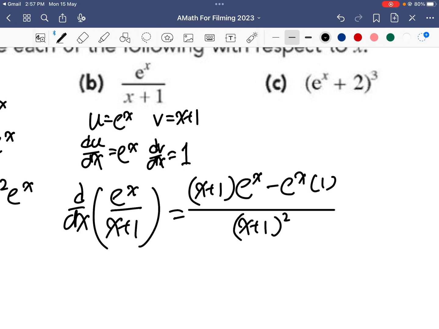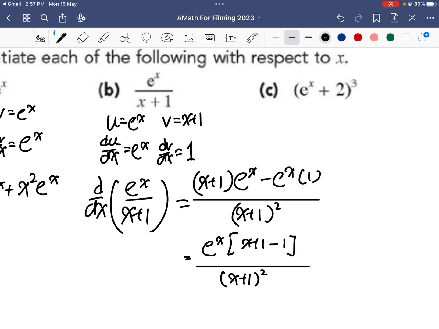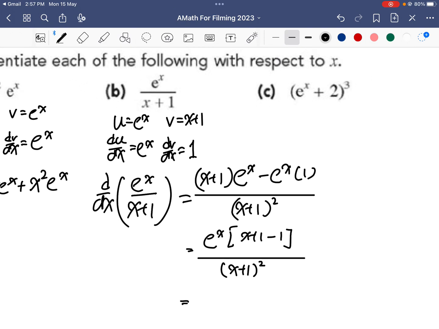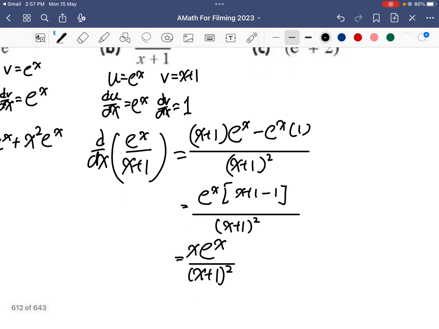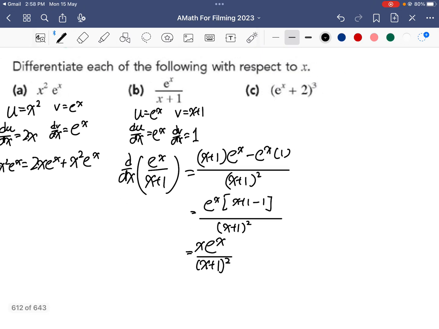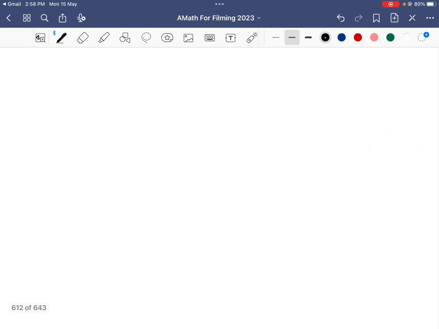So if I simplify, you can factorize e to the power of x from the numerator. What I'm left with is x plus 1 minus 1, divided by x plus 1 squared. So if I simplify, what I'll get is e to the power of x times x, divided by x plus 1 squared. And that is part B. We move on to part C.